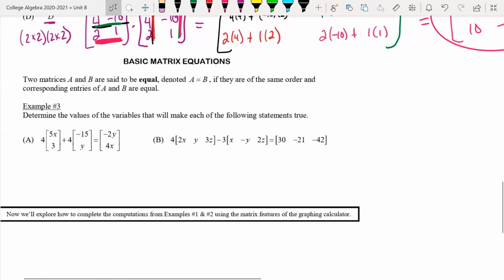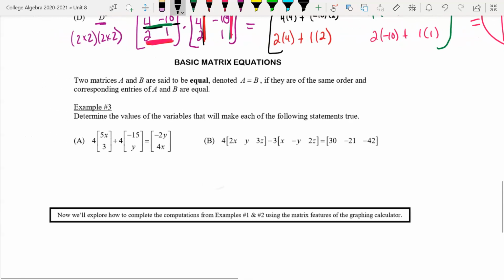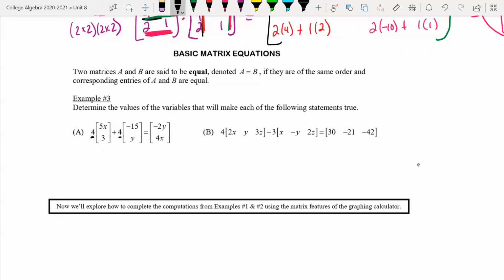All right. So then we go into our last part, which is essentially a system of equations, guys. What I would do, some are easier than others. Like B is really easy compared to A. On A, you see how there's a scalar on the outside? So I would just write the equation. So the top equation is just the top row. So it's going to be 20x minus 60 equals negative 2y. And then if you notice, the bottom one is going to be 12 plus 4y equals 4x.